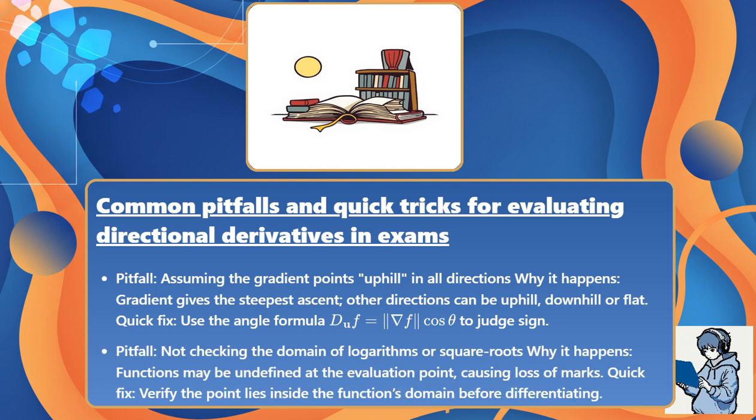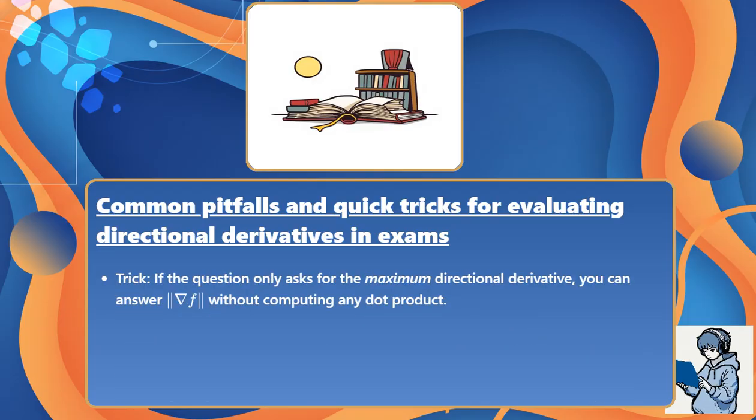Pitfall: not checking the domain of logarithms or square roots. Why it happens: functions may be undefined at the evaluation point, causing loss of marks. Quick fix: verify the point lies inside the function's domain before differentiating. Trick: if the question only asks for the maximum directional derivative, you can answer the norm of nabla f without computing any dot product.